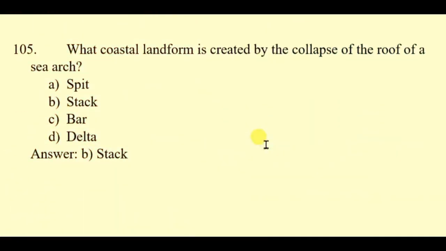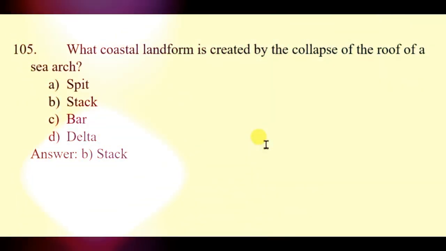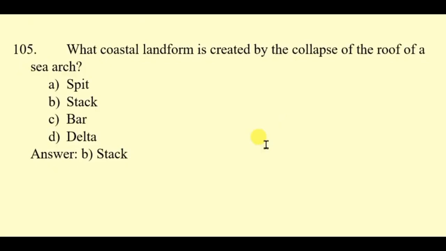Question 105. What coastal landform is created by the collapse of the roof of a sea arch? Spit, stack, bar, delta. Here the correct answer will be stack.